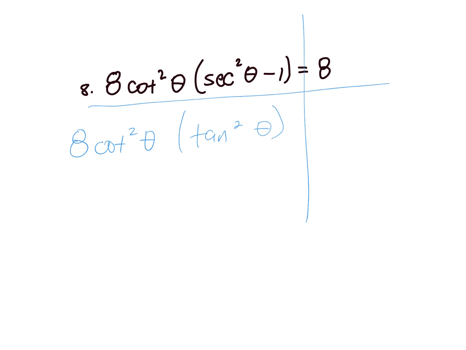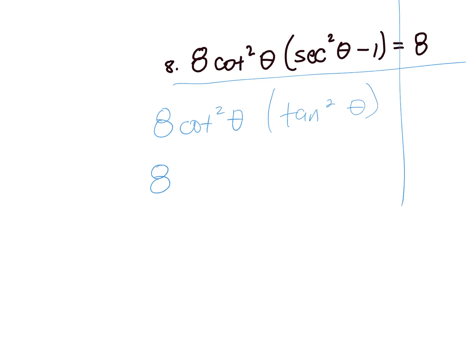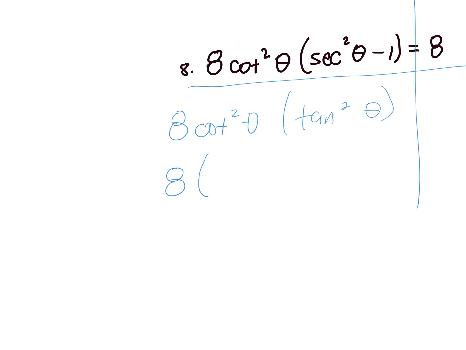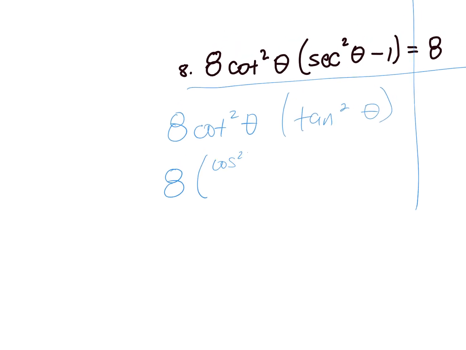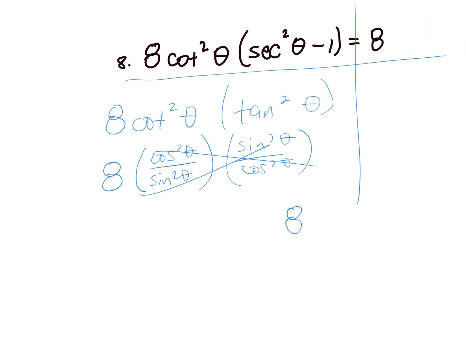At this point, some of you go, oh, well, cotangent and tangent are reciprocals of each other, and they cross out. Some of you are like, what? Which is fine. We get to this point, and I'm not sure what else to do. So what are the 2 most basic trig functions? Cosine and sine. So what does cotangent squared become? Cosine squared over sine squared. Good. What does tangent become? Sine squared over cosine squared. What happens here, guys? They cancel, and you get 8 equals 8.